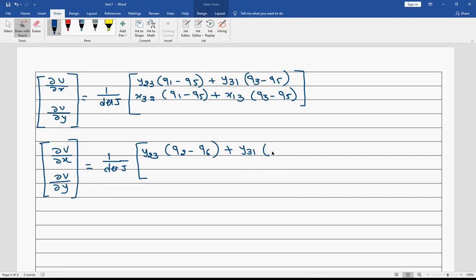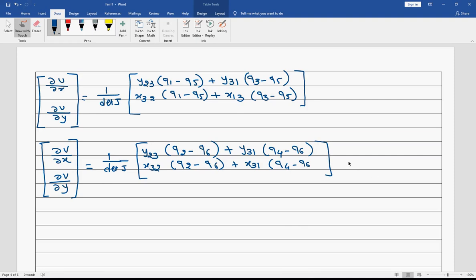Okay, so y31 (q4 minus q6), x32 (q2 minus q6) plus x31 (q4 minus q6). So this is what I can get.